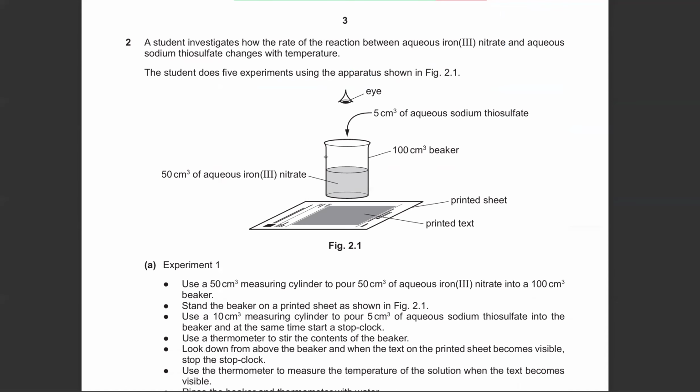So next one. Now that's about rate of reaction, right? A student investigates the rate of reaction between these two things, iron 3 nitrate and sodium thiosulfate, at different temperatures, basically. And remember, it's a question about rate of reaction, okay? And he does 5 experiments using the apparatus shown.